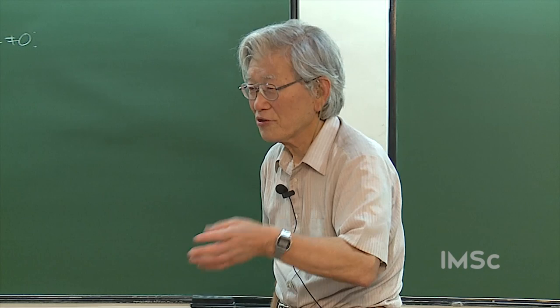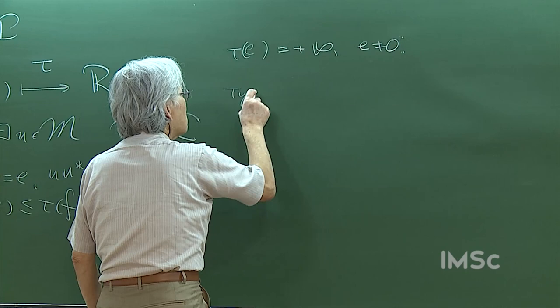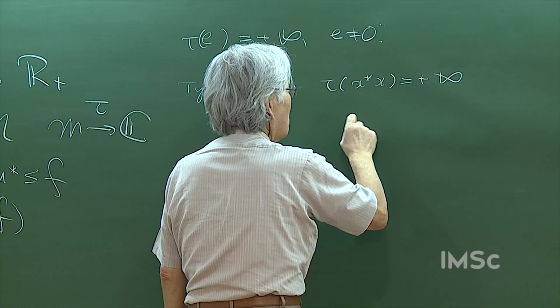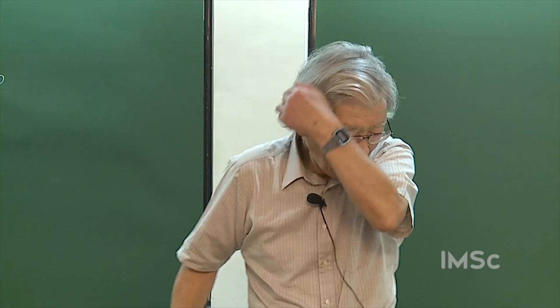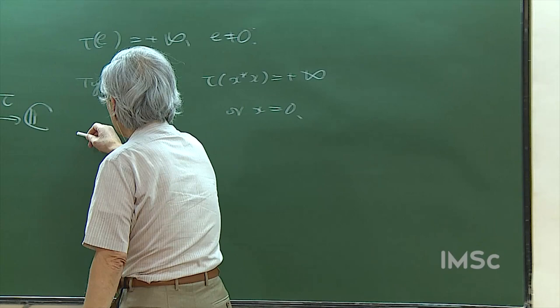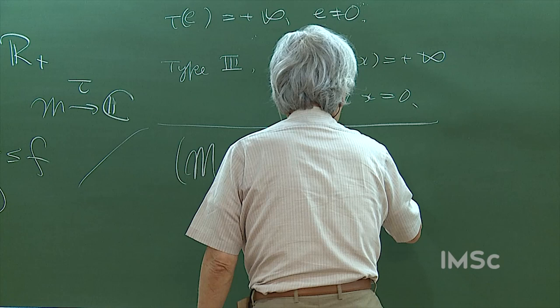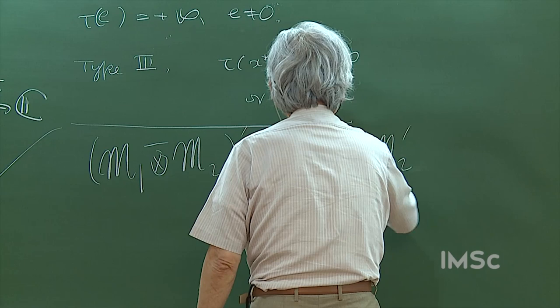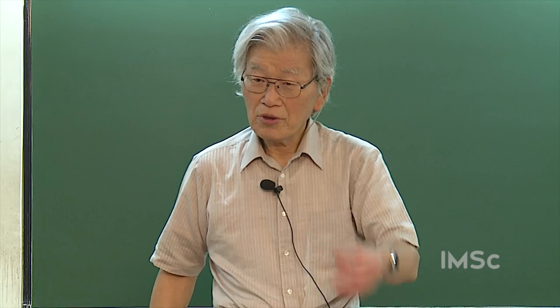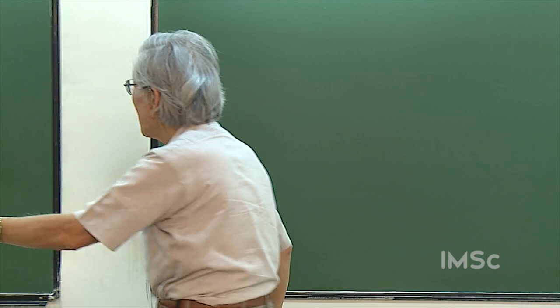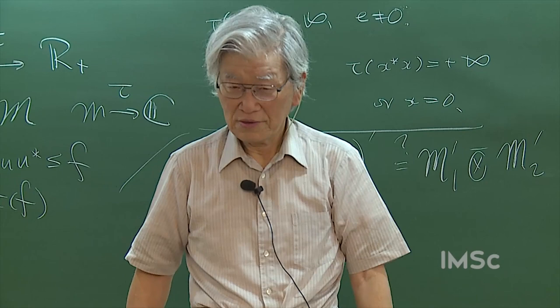So type 3 means tau of x star x is either plus infinity or x equals zero. And indeed for type 3, up until the Tomita-Takesaki theory came in, even this simple fact remained a question. What Araki proved in '64 is that reality in mathematical physics is the one where you have to do mathematics in that wild world. Okay, that was quite broad.